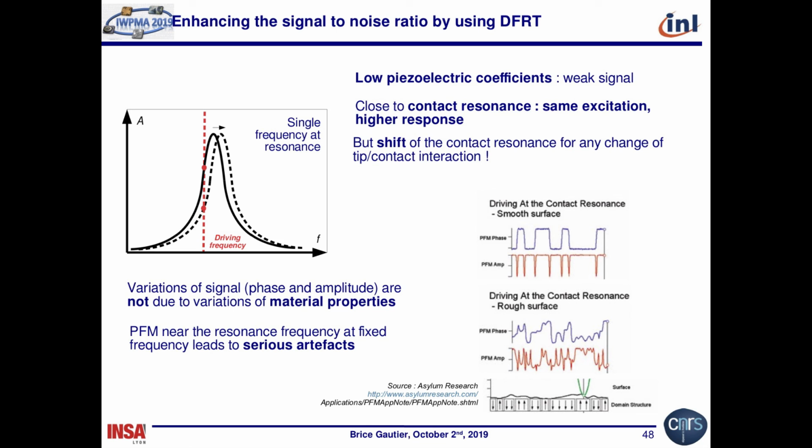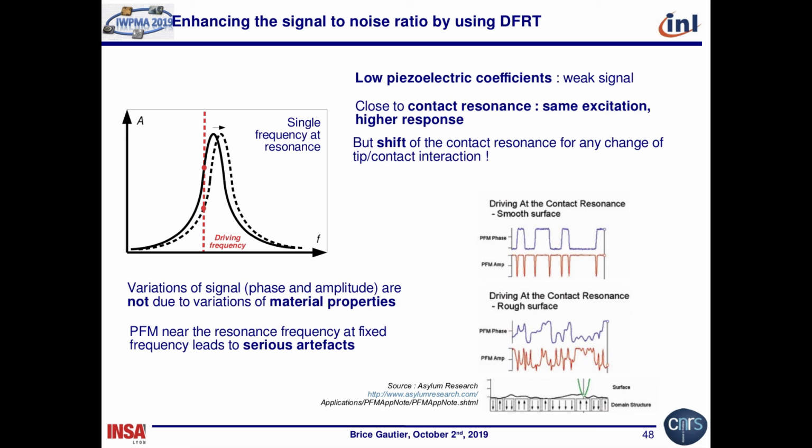This is the non-contact mode. It always applies for the contact resonance frequency. So anytime anything changes with the contact of the tip and the sample, you will have a shift of the resonance frequency, the contact resonance frequency. That means that if you just excite the sample with one single frequency and see the variation of amplitude, this variation of amplitude is not due to piezoelectric properties of the material. It is due to the roughness of the sample, the hydrophobic or hydrophilic nature of the surface, any change you can imagine.